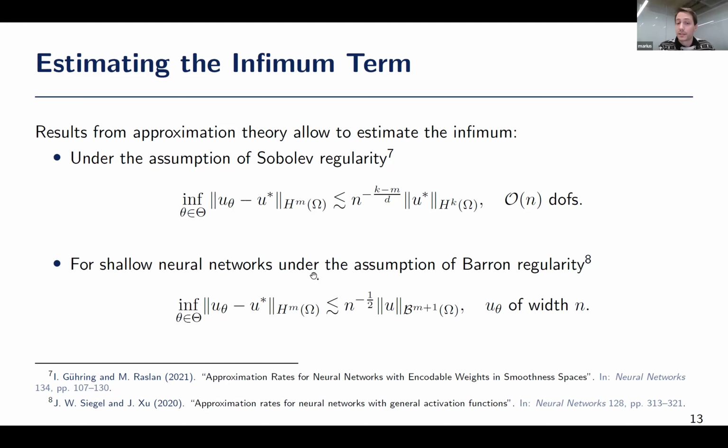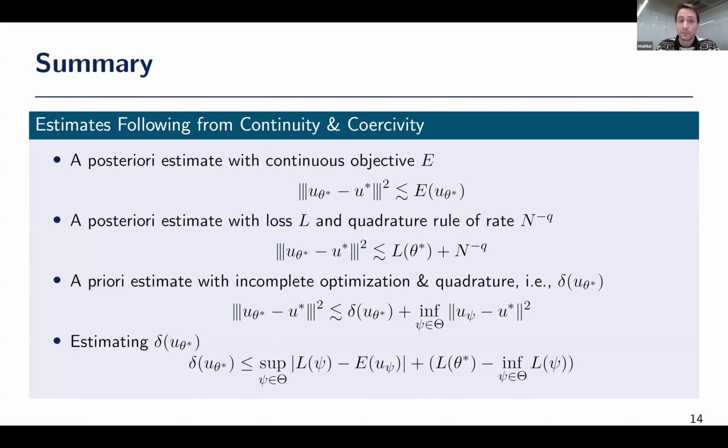For shallow neural networks, for example, you could also be in the favorable situation that your true solution has Barron regularity. And then you might be able to derive a dimension-independent estimate here. And there are, for example, the results here by Siegel and Jinchao Xu in this direction. But this is just to mention what there is, and what I will be focusing on most now is actually the coercivity estimates for physics-informed neural networks for these types of formulation.